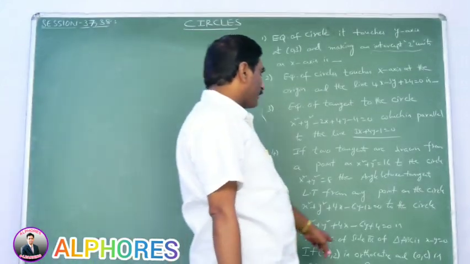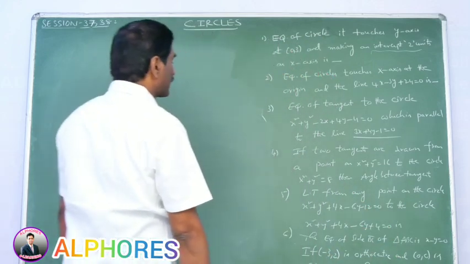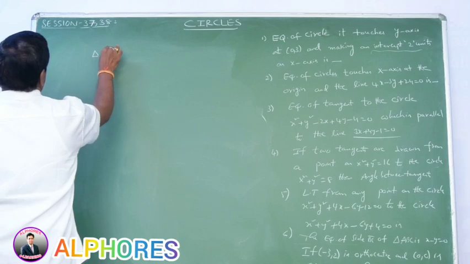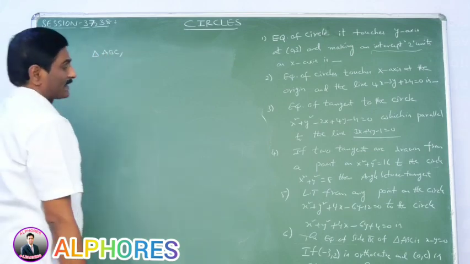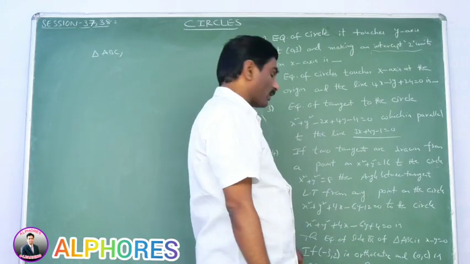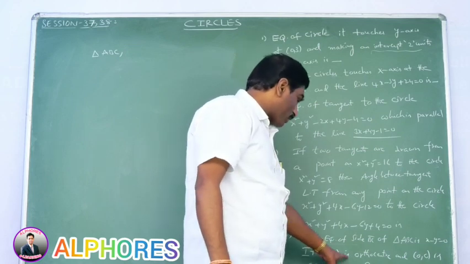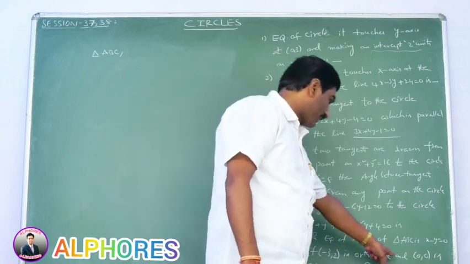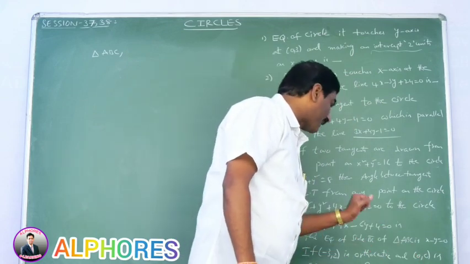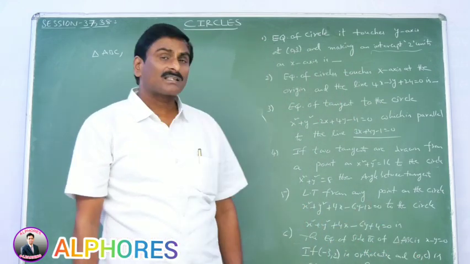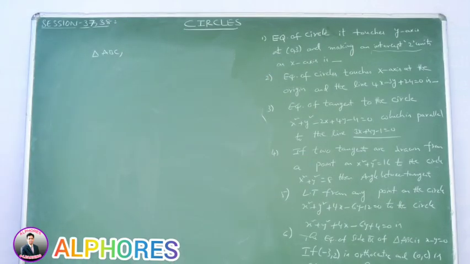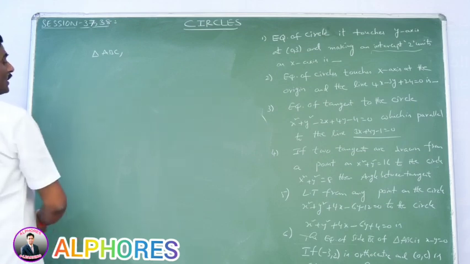The equation of side BC of triangle ABC is x minus y is equal to 0. In triangle ABC, side BC equation is x minus y is equal to 0. If minus 3 comma 2 is orthocenter, and 0 comma 0 is circumcenter, then the radius of circumcircle of triangle ABC is dash.